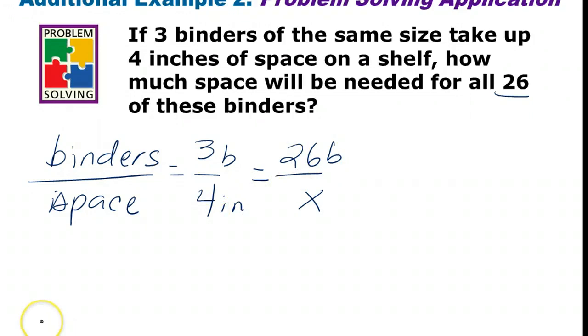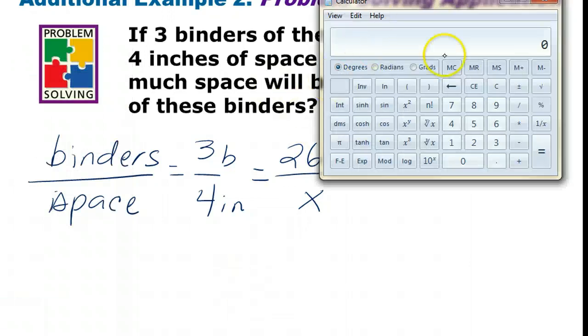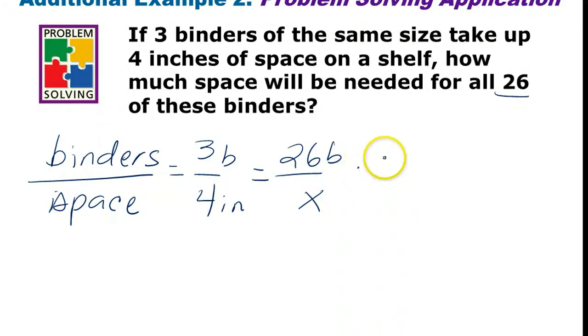Let me bring up the calculator here. So now we can do 26 times 4 and then divide it by 3. And that will be about 36.6. Okay, the 6 keeps repeating, so we could actually round it off to maybe about 36.7.